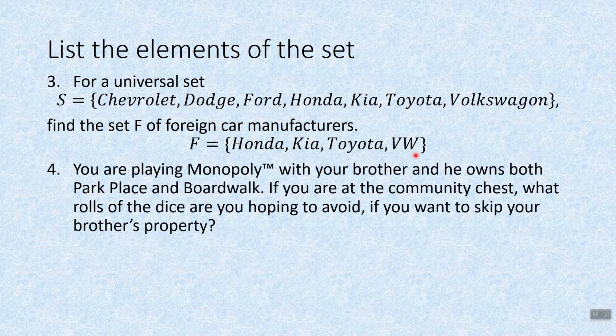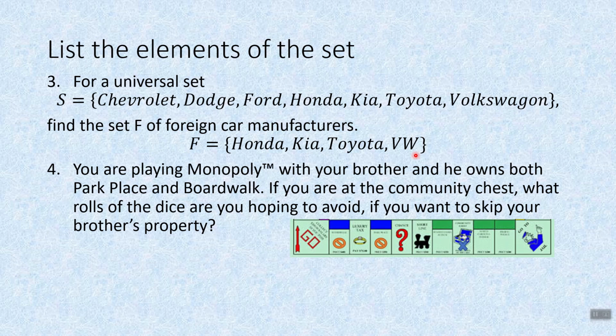Suppose we're playing Monopoly with your brother, and he owns both Park Place and Boardwalk. If you're at the community chest, what rolls of the dice are you hoping to avoid if you want to skip your brother's property? Well, here on community chest, we're 1, 2, 3, 4 moves away from Park Place and 6 moves away from Boardwalk. So it seems like we would want to avoid set A equals {4, 6}, right? We don't want to roll a 4 and we do not want to roll a 6.